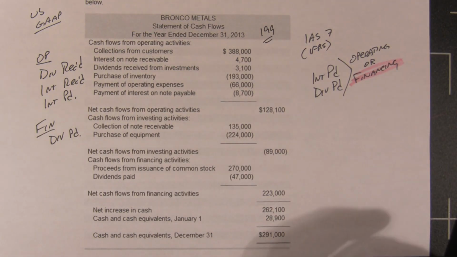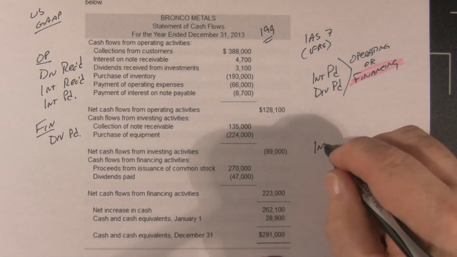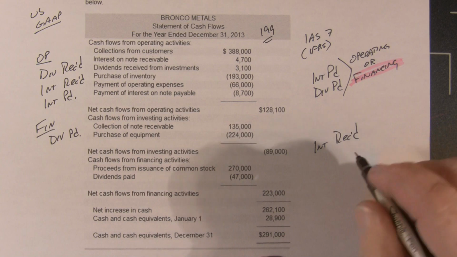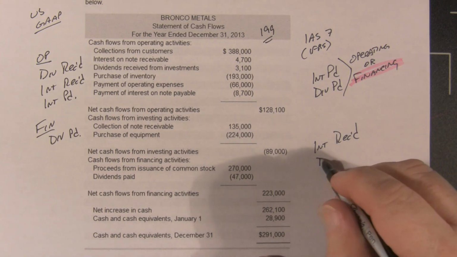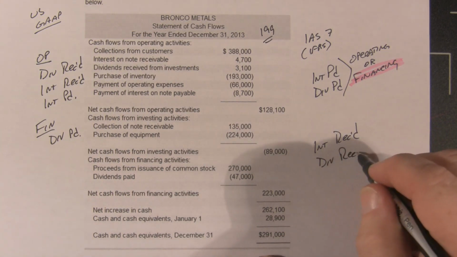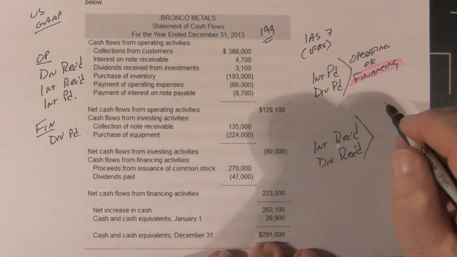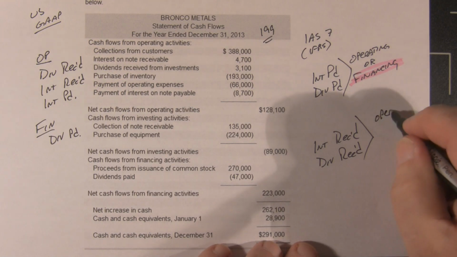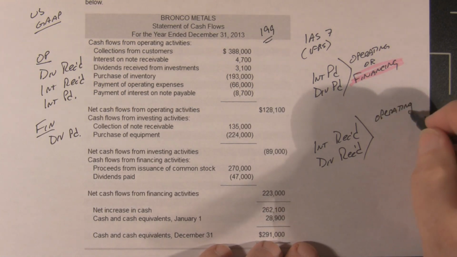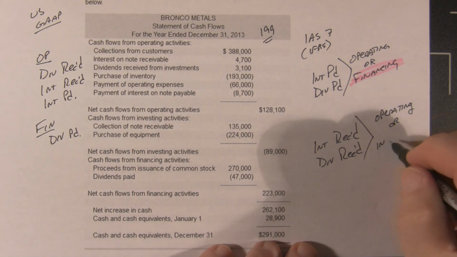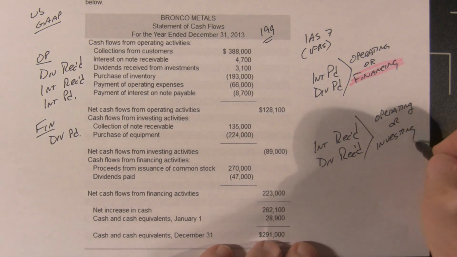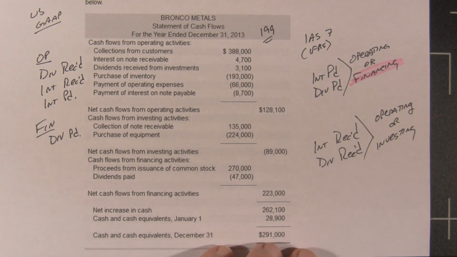Furthermore, IAS 7 says that interest received and dividends received, they can be reported in either the operating or investing section. However, the IASC tells us that the investing is the more common or the more preferred.